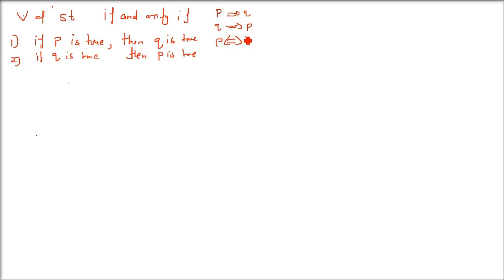So let me take an example and then I'll tell you how we do this. The example sentence is: the integer n is odd if and only if n square is odd. So we have two statements, P and Q. P is the integer n is odd, and Q is n square is odd.